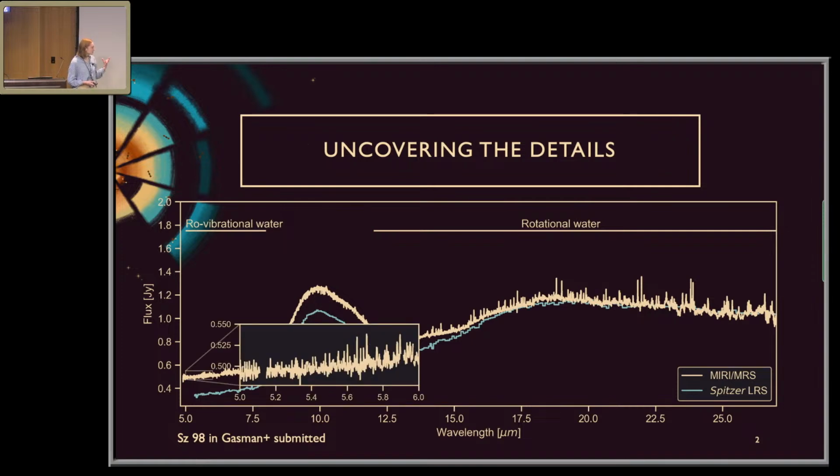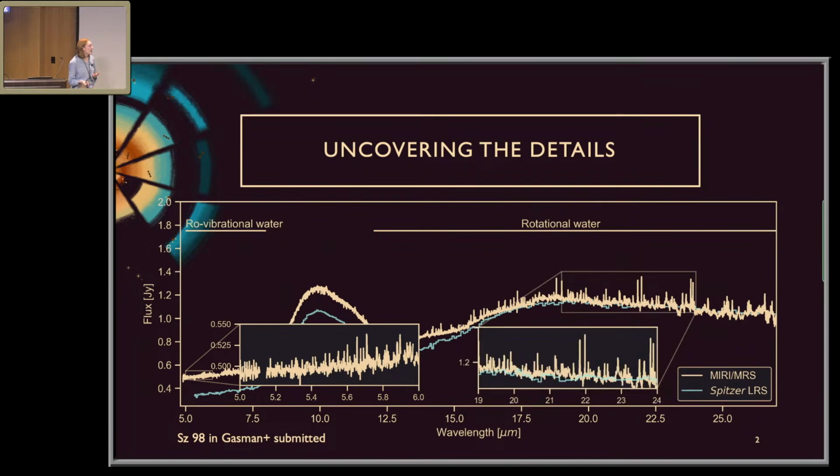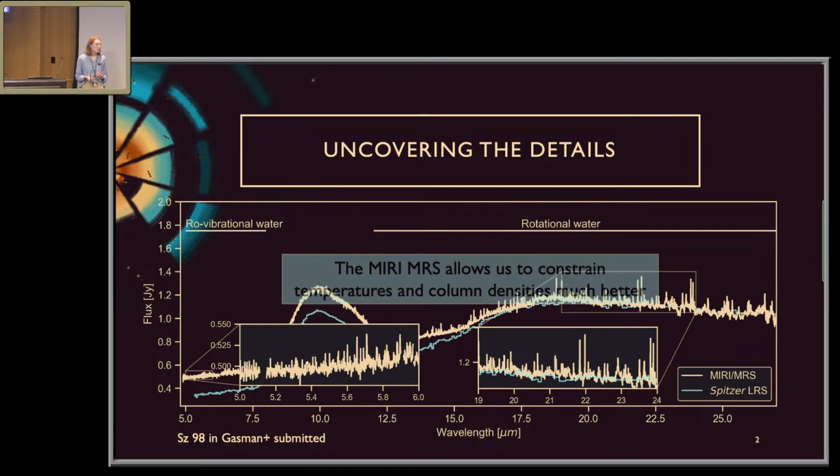So if we now really zoom in, we can see the individual lines of the ro-vibrational water, and we see the individual rotational water. And as Andrea said, this allows us to probe the different levels of excitation, so the different energy lines, and probe much better the temperatures and column densities in the inner disk.